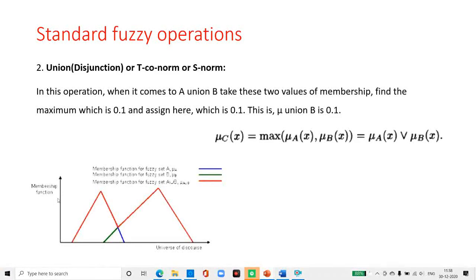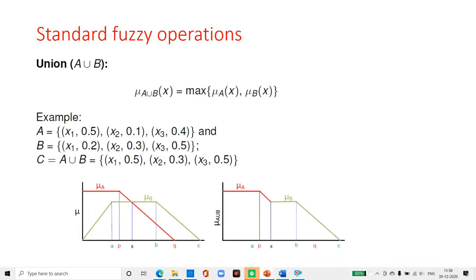So this is the union of set A and set B. This is the membership function, this is the universe of discourse, that is X, and this is the maximum membership function for set A and set B. Clear? Any doubt up to this? Then this is a simple example for the union of A and B. We are getting the max membership value by using mu of A and mu of B. So, example A union B.